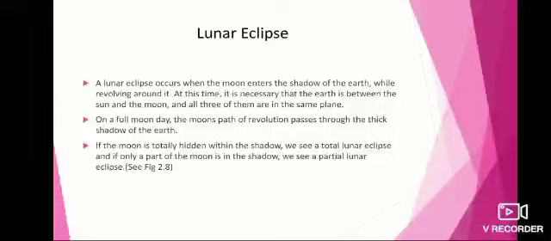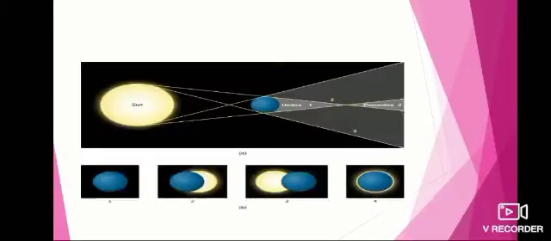On a full moon day, the moon's path of revolution passes through the thick shadow of the earth. If the moon is totally hidden within the shadow, we see a total lunar eclipse, and if only a part of the moon is in the shadow, we see a partial lunar eclipse. See figure 2.8. Here too I have attached the figure for your reference.